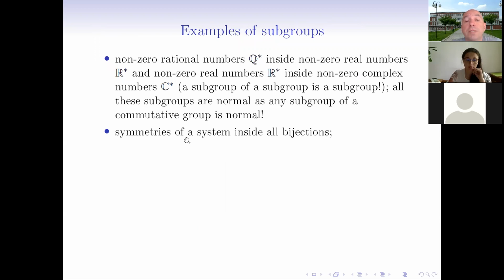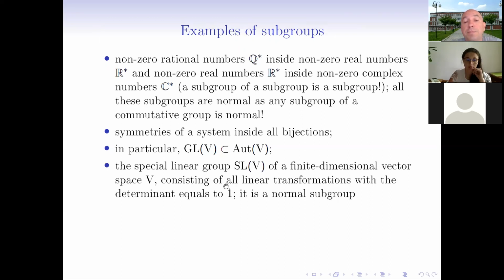Another example of a subgroup is symmetries of some system inside all bijections. In particular, if you take all non-degenerate invertible linear transformations of a vector space V, then obviously it's a subgroup of the group of all bijections of V. Now we can specify linear transformations by requiring that the determinant equals 1, and we can always define the determinant if the vector space is finite dimensional.